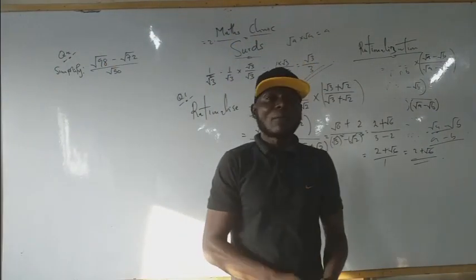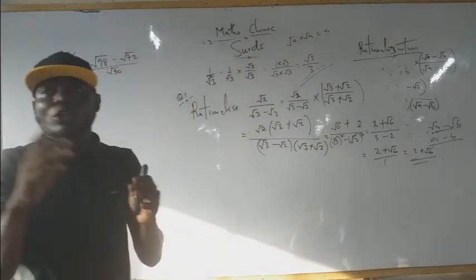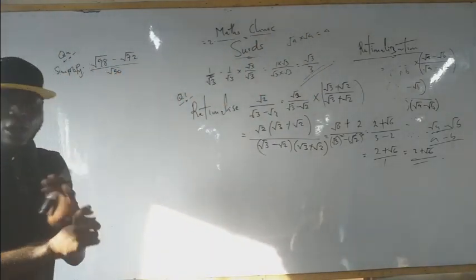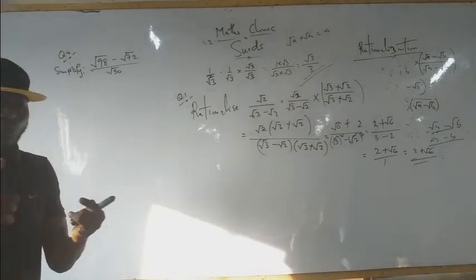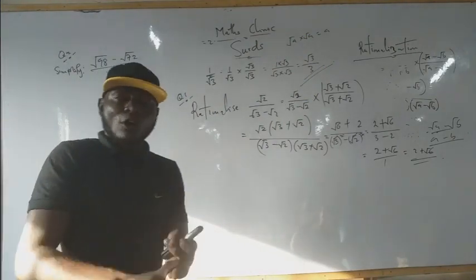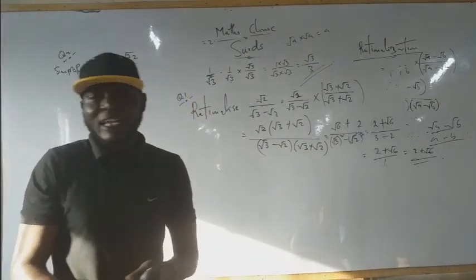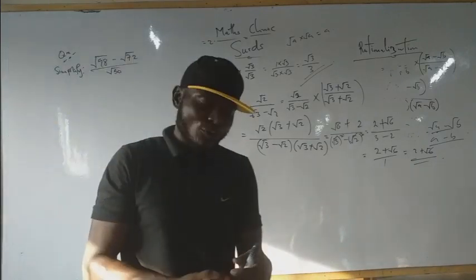What do you mean by a perfect number? A perfect number is a number whose square root is also a whole number. Examples are: 4 is a perfect number, the square root of 4 is 2. 9 is a perfect number, the square root of 9 is 3. 16 is a perfect number, the square root of 16 is 4.